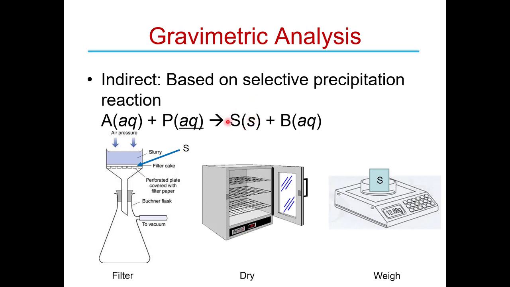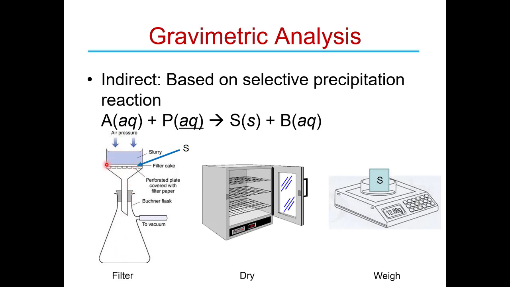So what we can do now is recover this solid by filtration or some other means, but filtration is typical. So in this case we have a funnel. The funnel has a perforated plate down at the bottom, and we put filter paper on top of that. Then we stir that solution all around so that the little chunks of solid are suspended in the liquid, and we pour that into our funnel, making sure we get every last bit of solid washed into there. And then air pressure, perhaps with vacuum pulling down here, is going to pull that liquid through the funnel, but the solid will remain on the filter paper.